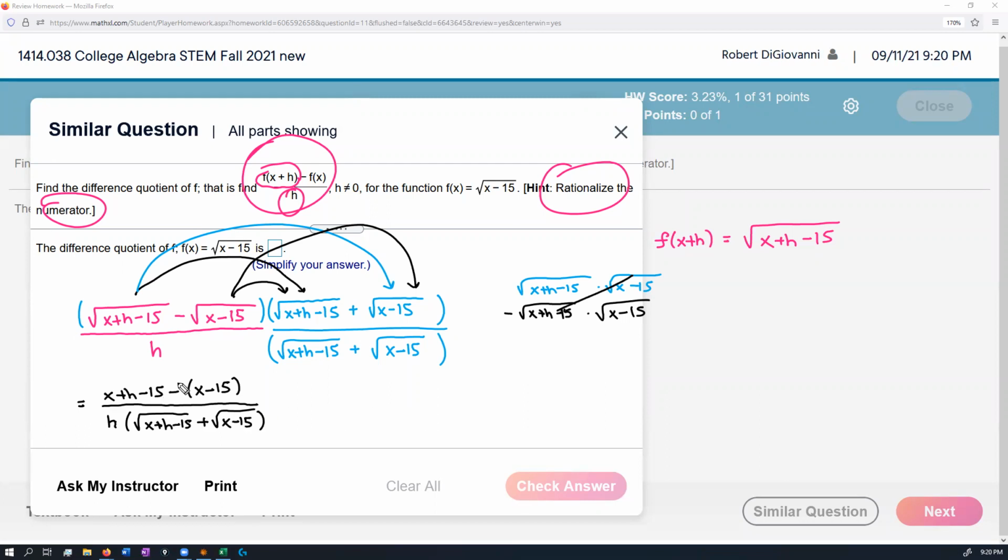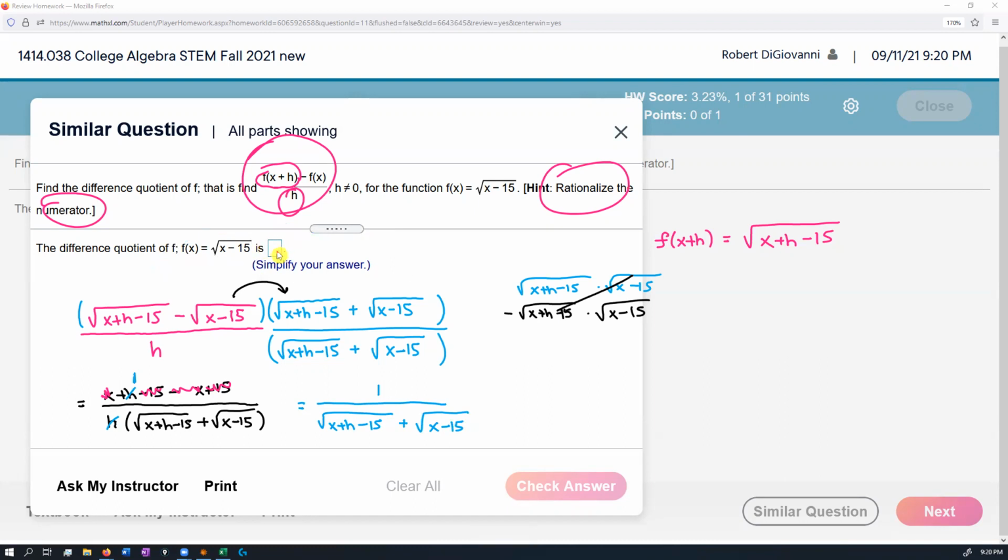And notice on the top, if we distribute the minus through right here, it's going to turn that x into a minus x, and it's going to turn that negative 15 to positive 15. And then we get the x's to cancel and the 15's to cancel. And the only thing we're left with on top is an h. So we can reduce that h and h, this turns into a one. So all we are left with is a one on top and then just that stuff in the parentheses: square root of x plus h minus 15 plus square root of x minus 15. And that should be our difference quotient.